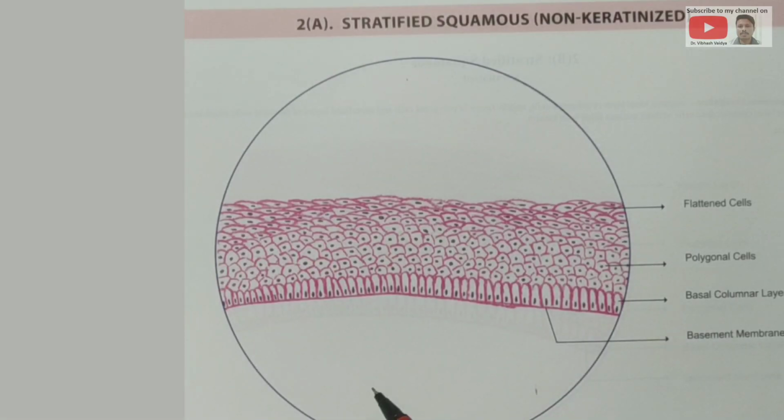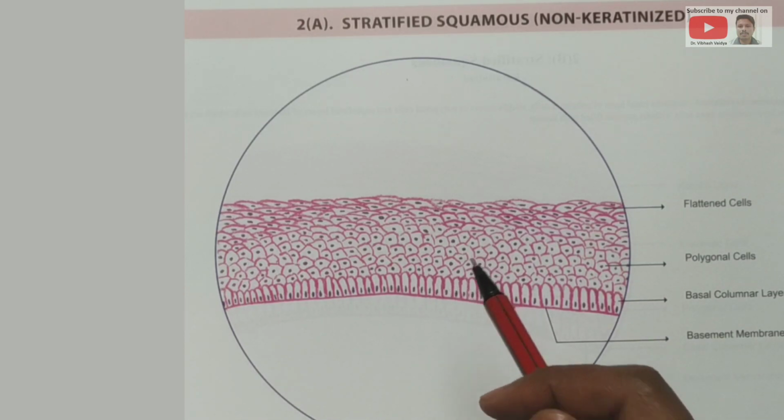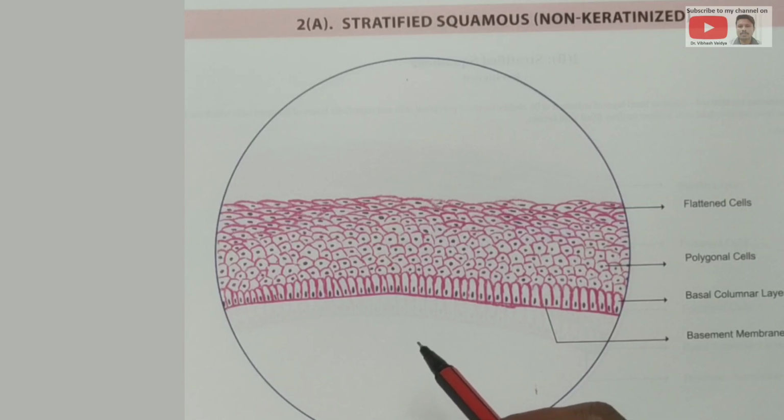Now we'll discuss the stratified epithelium. So guys, as we have already discussed, the stratified epithelium contains many layers of cells with the basal layer resting on the basement membrane.